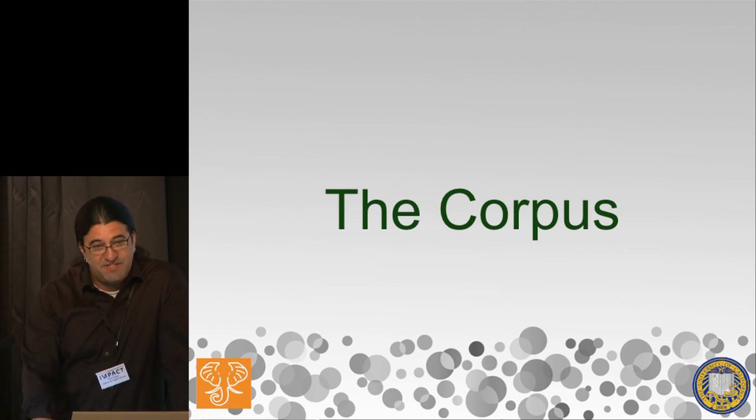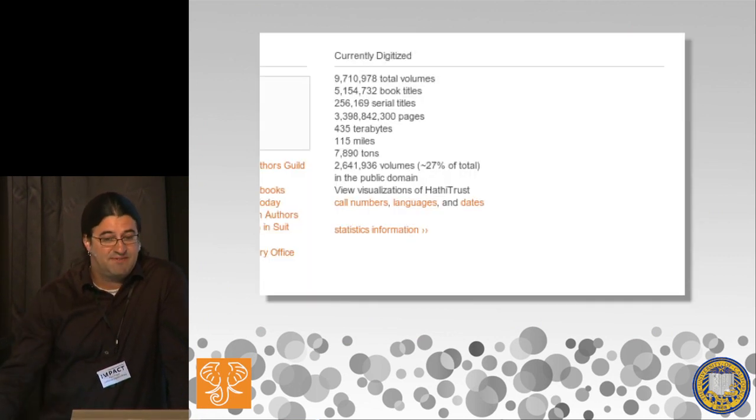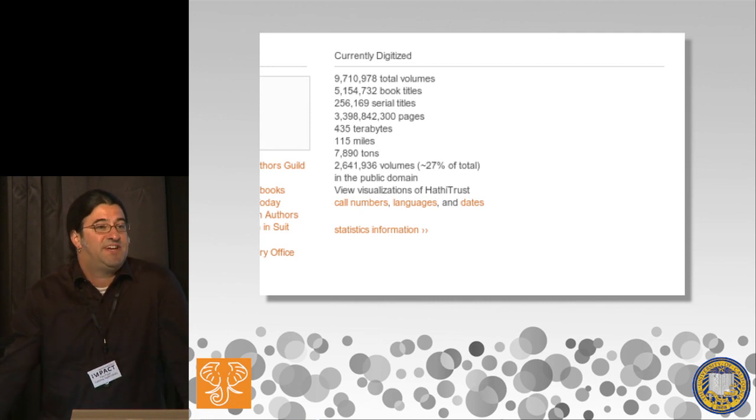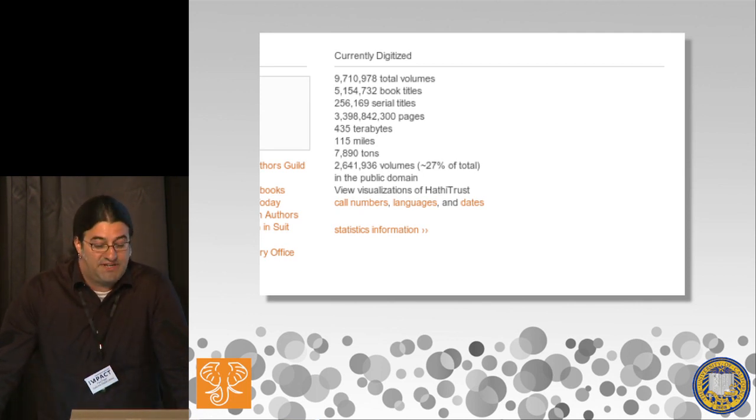And I'm going to mostly be talking about the corpus and some of the issues that we have because we're working at a pretty big scale. As you can see, it's nearly 10 million volumes that we hold right now. It's almost all book-like content. There's very little non-book-like content. 3.4 billion pages. It's a lot of stuff.